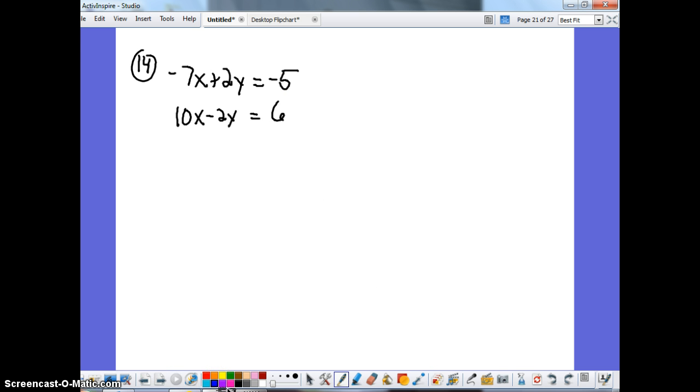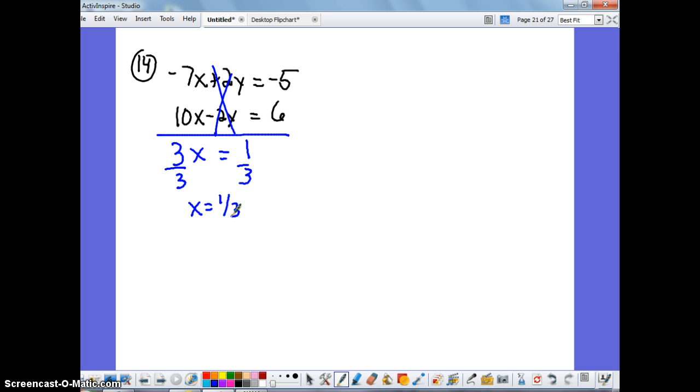Next one, number 14. Negative 7x plus 2y equals negative 5. 10x minus 2y equals 6. So again, I'm always looking to see which ones I can eliminate. And what's nice about this one is it's set up for us. We already have the y set up as a positive and negative 2, which means they're the same number, one positive, one negative. So when I add together here, I get a 3x. The y's go away. So 3x is equal to 1, negative 5 plus 6. Divide by your 3, and you get x is equal to 1/3.